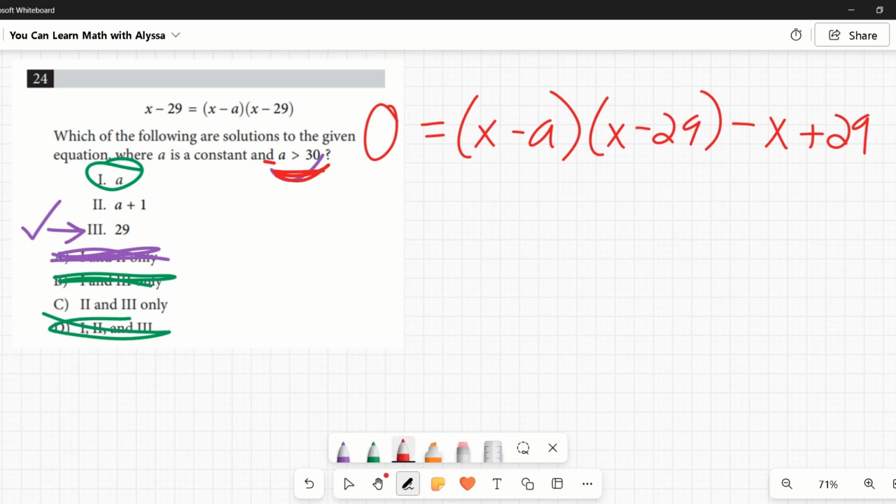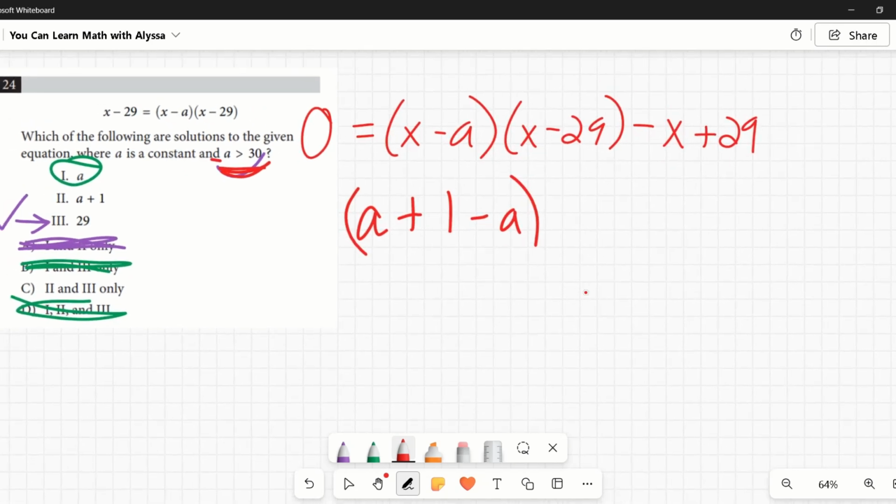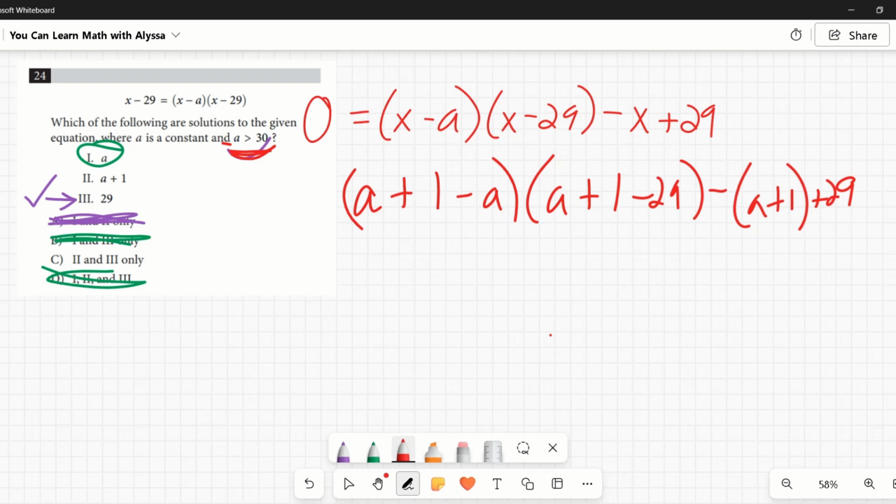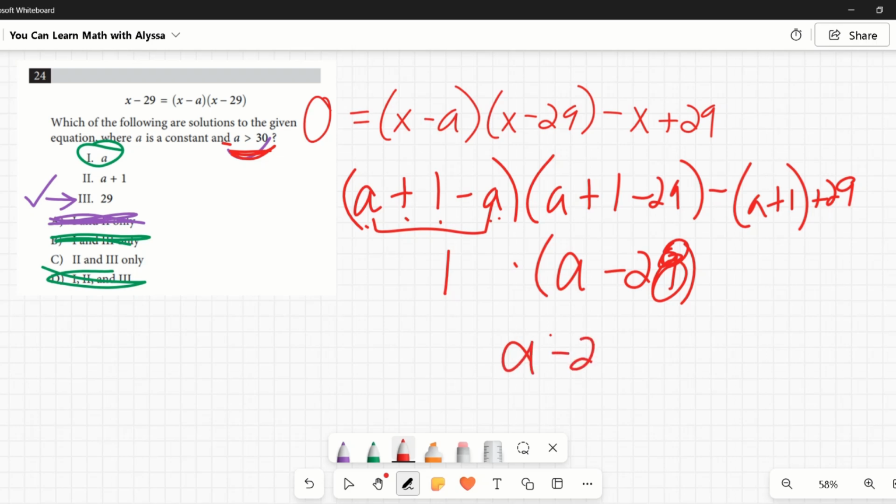So a plus 1, we plug that in wherever there's an x. So a plus 1 minus a times a plus 1 minus 29 minus a plus 1, plus 29. All right, so this one, a plus 1 minus a, those a's cancel out. I'm just left with 1. 1 times, and here we have a plus 1 minus 29, or a minus 28. And I wrote 29. Shame on me. So 1 times a minus 28 is a minus 28.